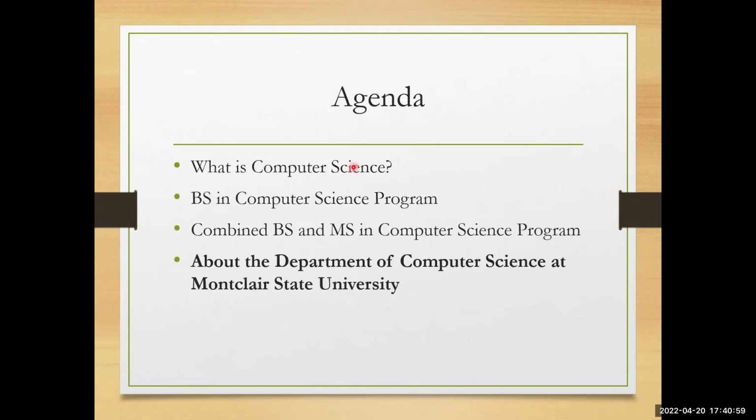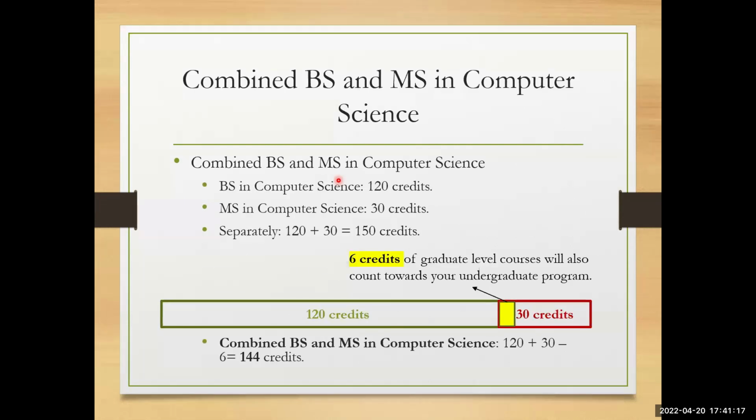So let's continue the last item on my agenda. Can we combine computer science and information technology? Good question. Yes, you can. We not only have this combined BS and MS in computer science program, we also have a combined BS in computer science and MS in IT. We also have a combined BS in IT and MS in computer science. We also have a combined BS in IT and MS in IT. You can go to our department website to find all these offerings.